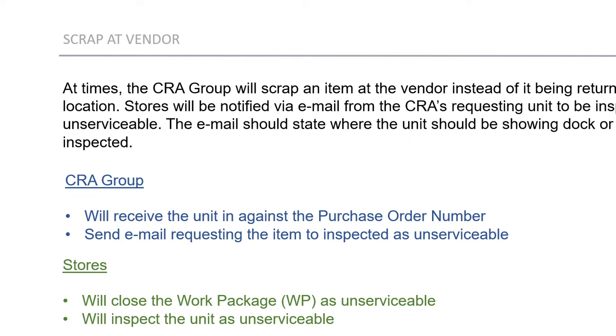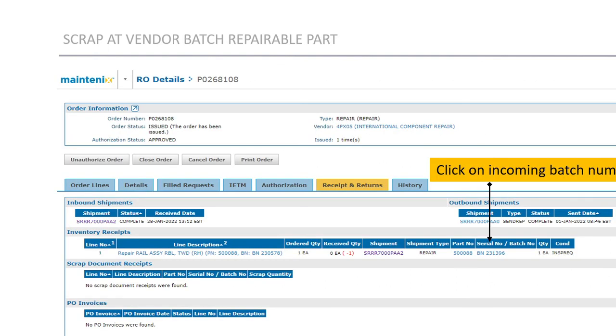The CRA group will receive the unit in against the purchase order, and they will send an email requesting the item to be inspected as unserviceable. Stores will close the work package as unserviceable and then will inspect the unit as unserviceable. The CRA group will scrap the unit after stores has done their part. Stores should not scrap any scrap at vendor part. I have received in the batch repairable.